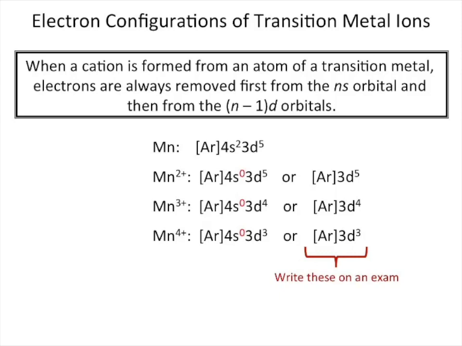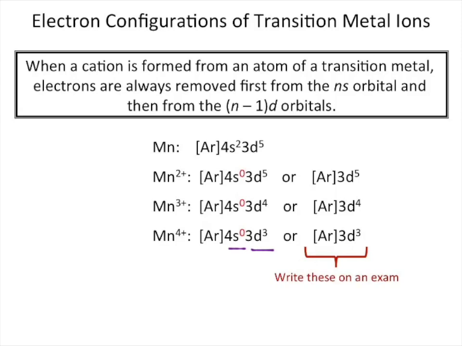Now when you go to manganese 3+, 2 of the electrons come out of the 4s, and then 1 of them comes out of the 3d, so now you have 3d4. And then manganese 4+ is the same thing, right? You'll get 2 electrons out of the 4s, and then 2 electrons out of the 3d.